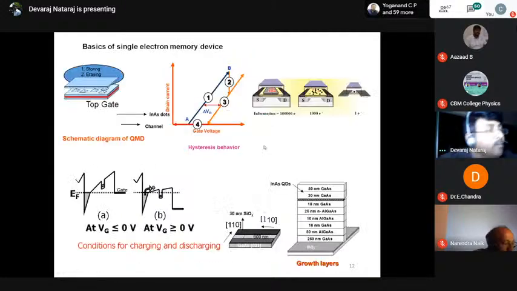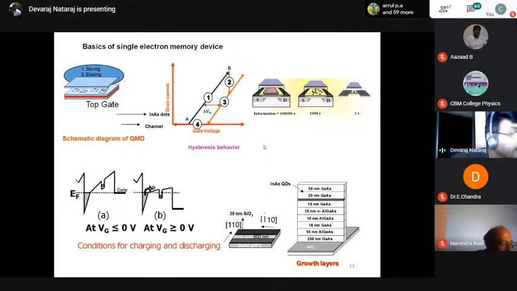Well, I told you I'm going to explain some applications of quantum dots. You all know well about the quantum confinement effect and how one can produce quantum dots. Now, I'm going to discuss one of the very important applications of the quantum dot: how to fabricate a single electron memory device. The logic behind the memory device is very simple.